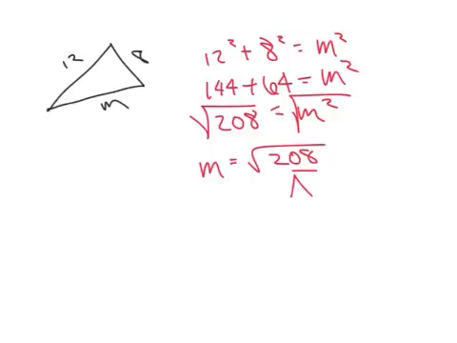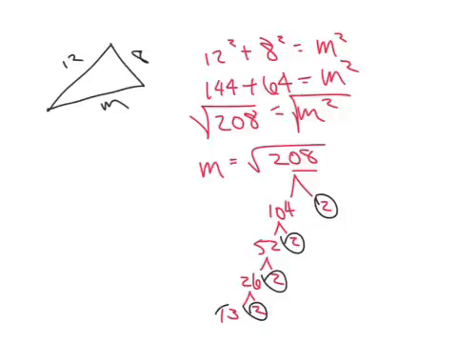So let's go ahead and use our factor tree. 52 to 26, right? 13 and 2. So we have a 2, a 2, a 2, a 2, and a 13. So m equals the square root of 2 to the 4th power, since I have 4 of them.